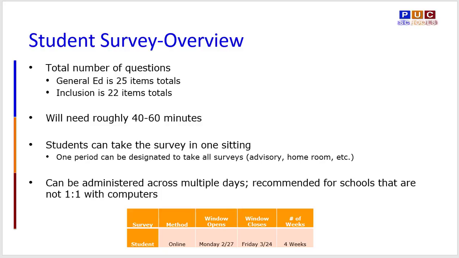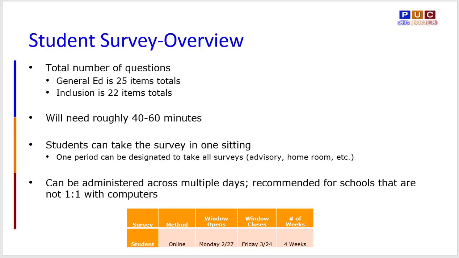With that, I wanted to give you a quick overview of the actual student survey. The student survey is 25 items total for the general ed, and inclusion is 22 items total. You will need roughly 40 to 60 minutes depending on your students. Students can take the survey in one sitting. One period can be designated to take all the surveys, so assigning an advisory or a homeroom. And the survey can be administered across multiple days.